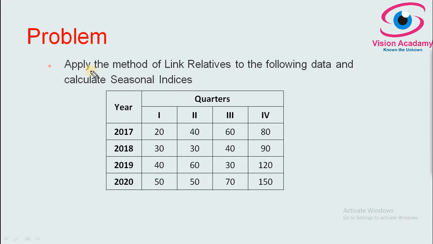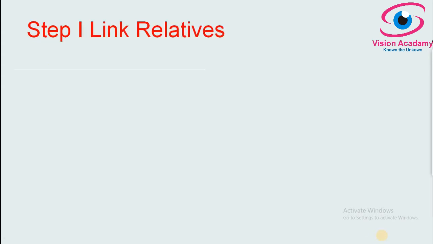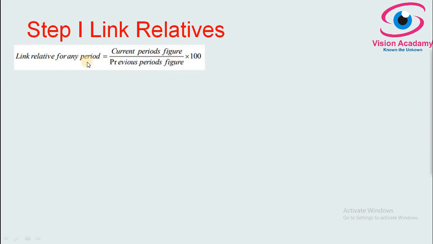For this problem we need to apply the method of link relatives to the following data. Here we have 4 quarters, and for 4 years we have 2017, 2018, 2019 and 2020. For these 4 years and 4 quarters we need to apply link relatives, and using link relatives we have to calculate seasonal indices. So let us go one by one. Step 1, link relatives. The formula for link relatives for any period is the current period figure given in the problem.